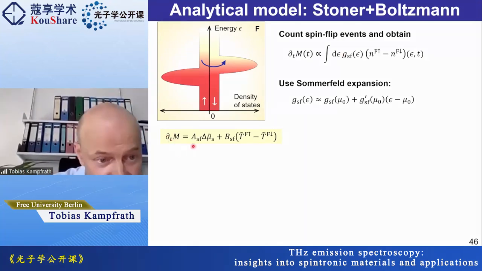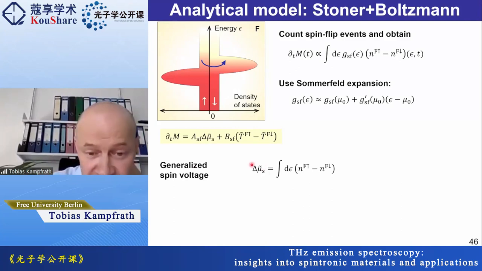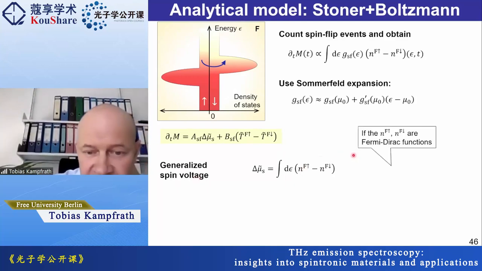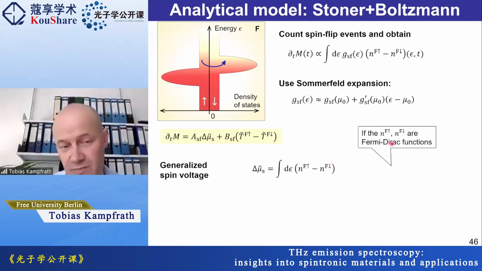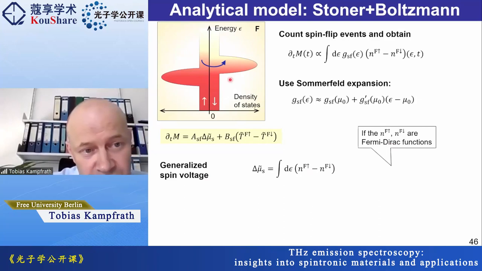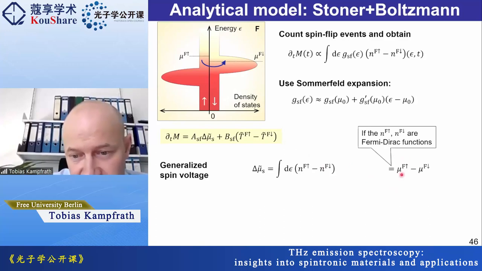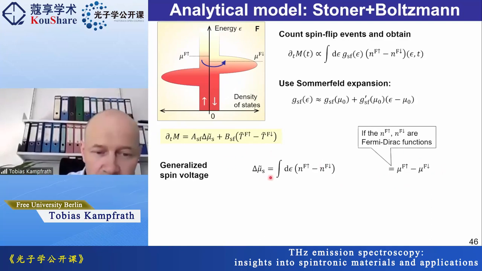The rate of change of the magnetization is proportional to a term that grows with Δμs. And Δμs is the so-called generalized spin voltage. It's nothing but the integral over the occupation numbers of up electrons minus down electrons. So why is this called spin voltage? Because if these occupation numbers are Fermi Dirac functions, and this is not necessary here, because this consideration was totally general and also reasonable, because after femtosecond excitation, we do not have Fermi Dirac functions anymore. But let's assume now that these occupation numbers are Fermi Dirac functions, then we obtain that this integral is the difference between the chemical potential of spin up electrons minus the chemical potential of spin down electrons. And this is called in normal spintronics the spin voltage, and that's why we here call it the generalized spin voltage.